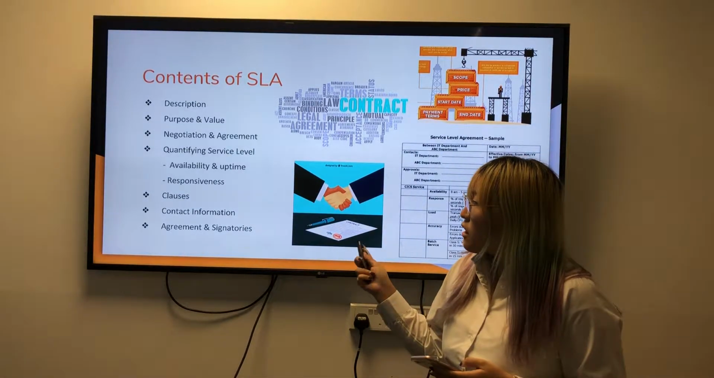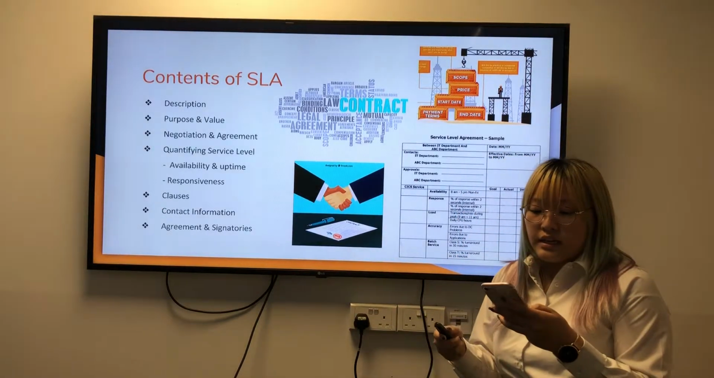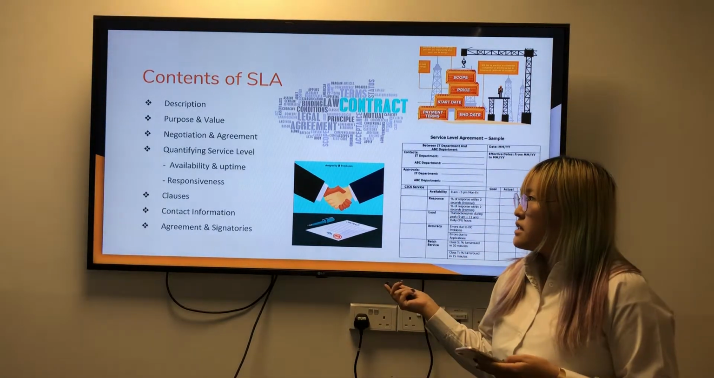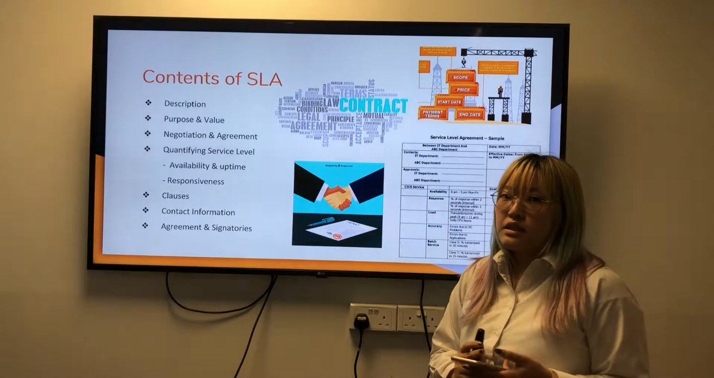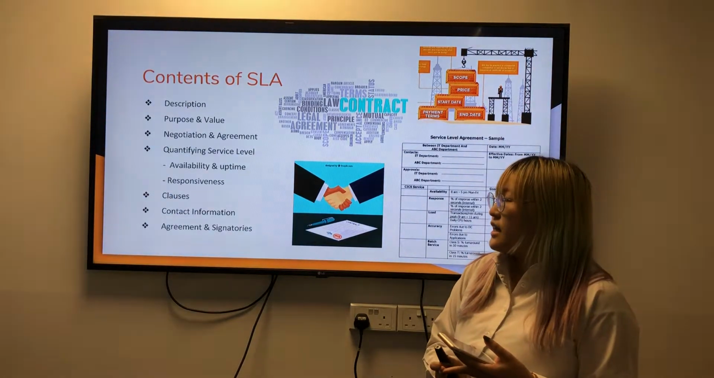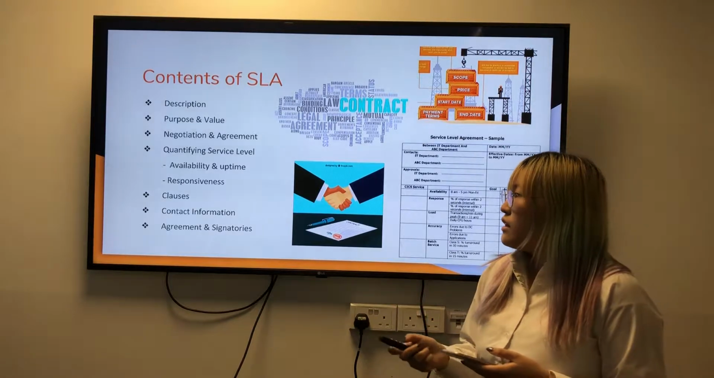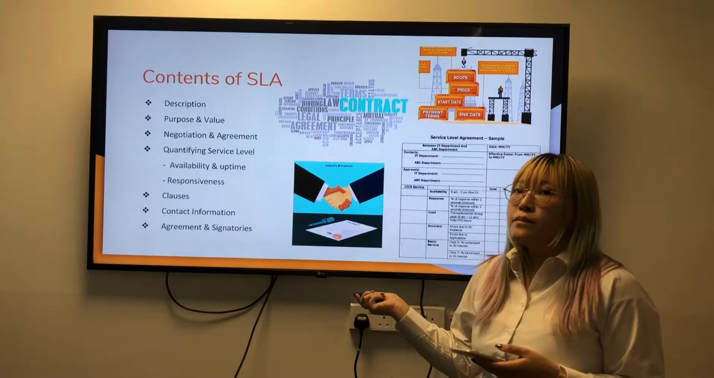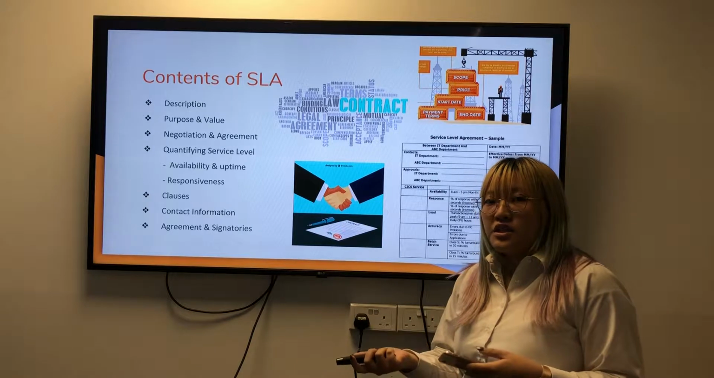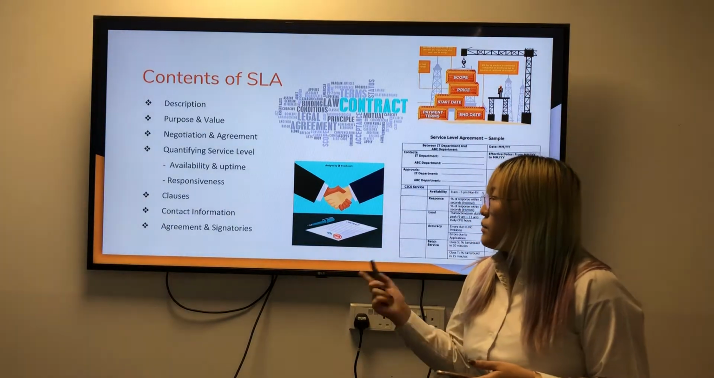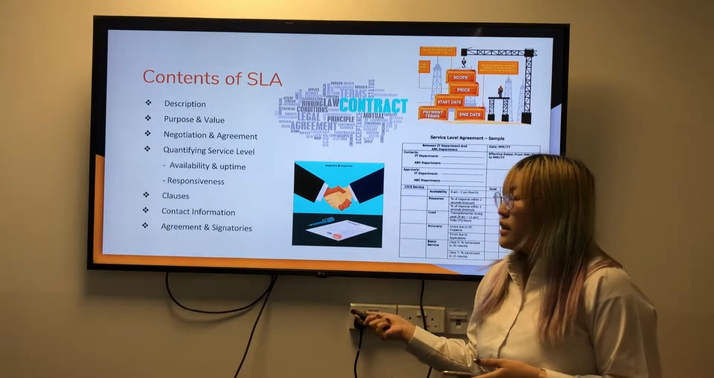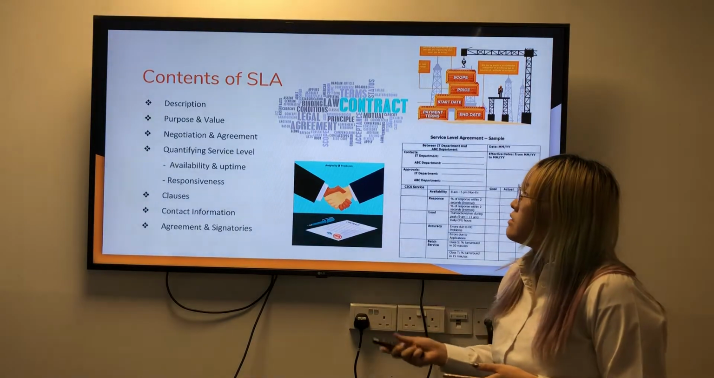So next would be the clauses. For clauses, it states many things such as the roles and responsibilities, the legal legislations, as well as exclusions, which will be elaborated later on. Contact information for contacting relevant parties, such as when there's a defect, and the agreement signatory, which is the most important and makes this document legally binding.